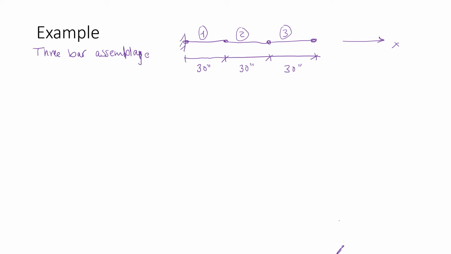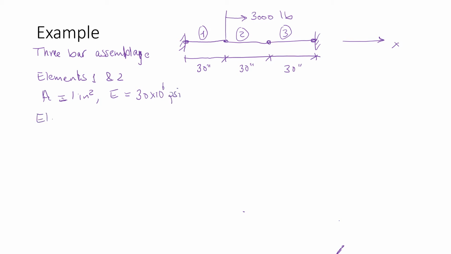This assemblage is fixed at the front and at the end, so we have a fixed support, so this is going nowhere. And it is subject to a force between element 1 and element 2. So we have a force here of 3,000 pounds. Elements 1 and 2 have an area that is equal to 1 square inch and a modulus of elasticity E that is equal to 30 times 10 to the power 6 psi. Element 3 has an area that is equal to 2 square inch and a modulus of elasticity E of 15 times 10 to the power 6 psi.